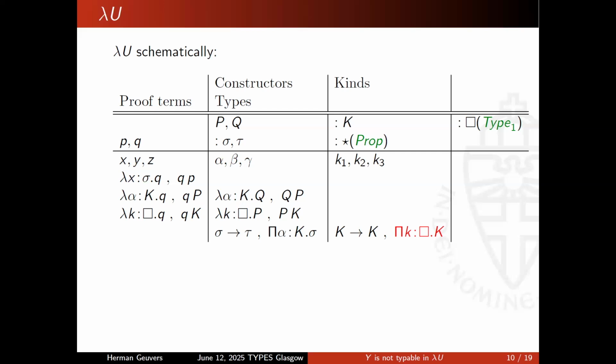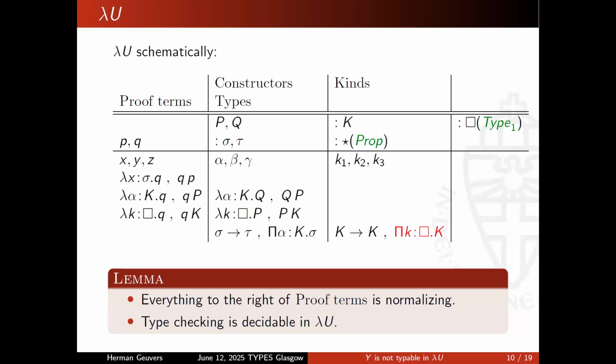Now, this nice stratification, why am I giving this to you? There's an important point here: if we forget about the proof terms, everything here is just normalizing. So the non-normalization is really there, even though the funny thing is there. That's a bit strange. But the good thing is that type checking is decidable. So lambda U is inconsistent, but type checking is decidable. That's very helpful if you want to analyze what these terms do.